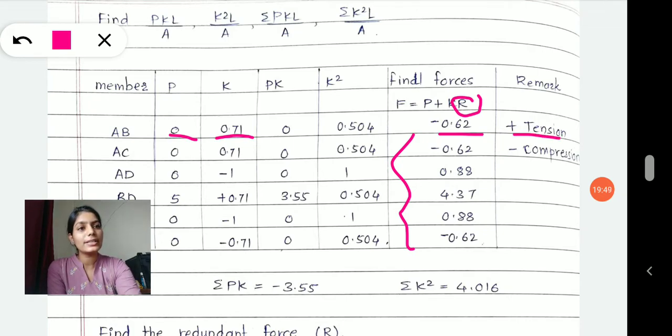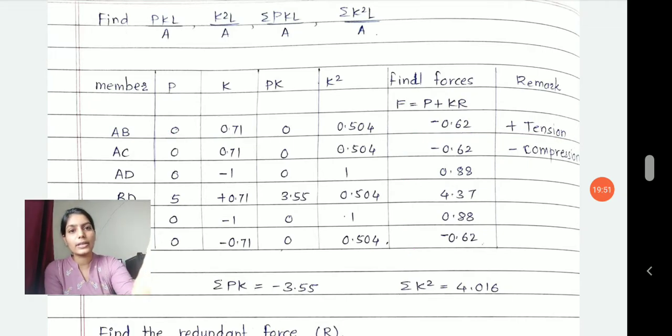Here the tension is taken positive and compression is taken negative. This type of remark you can add at the end of your chart. Right.